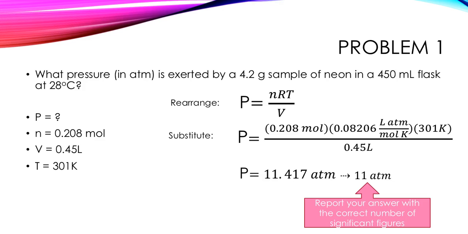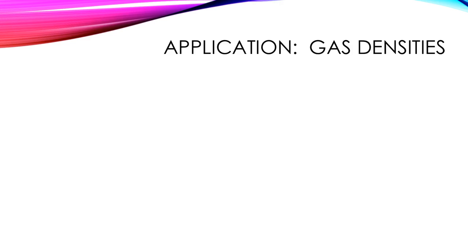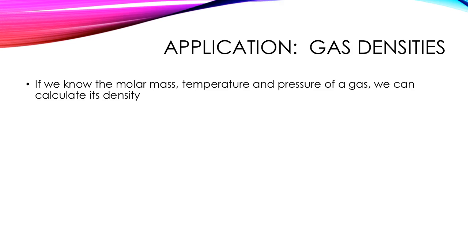All right, so really, this is a very nice, easy problem to do, just substitute and evaluate, but we can do so much more with the ideal gas law. There are several different applications that come in really handy, and they all involve rearranging the ideal gas law and bringing in some other information. One application of the ideal gas law is to talk about gas densities. If we know the molar mass of the gas, the temperature and pressure of the gas, we can actually calculate its density using the ideal gas law.